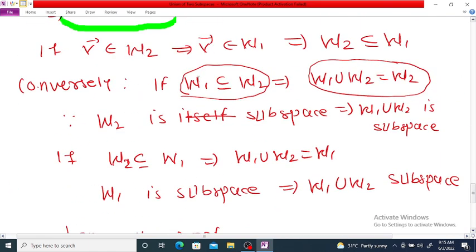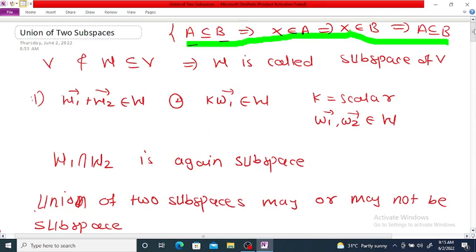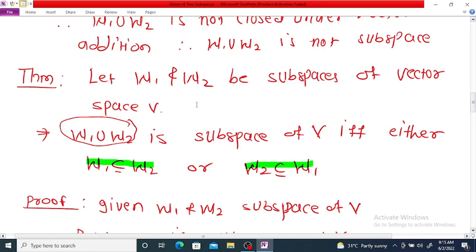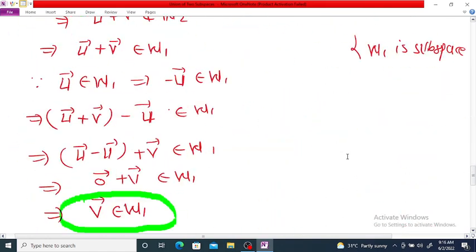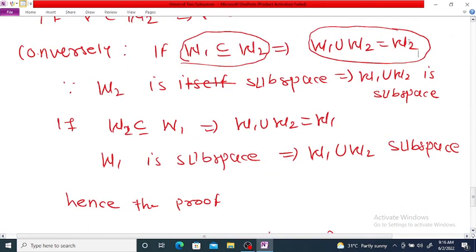Similarly, here you can check if W1 is a subset of W2, then W1 union W2 is equal to W2. But what is W2? What is given? Here it is given that W1 and W2 are subspaces of vector space V. So by using this logic, W2 is itself a subspace implies W1 union W2 is a subspace. Similarly here also.